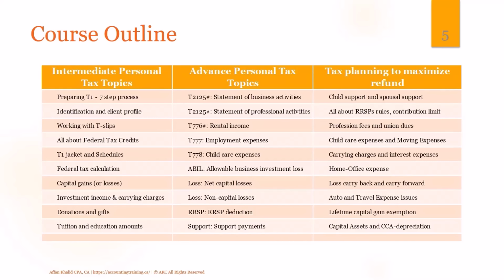Okay, and some of the things that we'll be talking about include child support, spousal support, rules for RSP, professional fees, deductions, childcare, moving expenses, carrying expenses or charges, home office expenses, loss carry back, carry forward, auto expenses, lifetime capital gain exemption, and there's a practice exercise for a number of these planning opportunities.